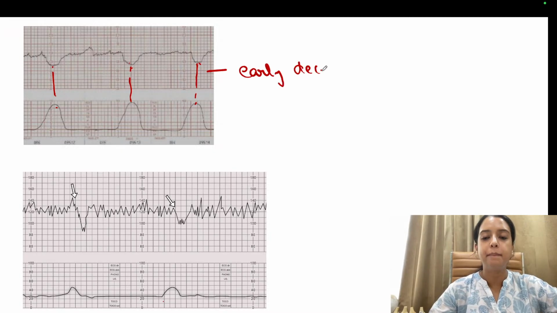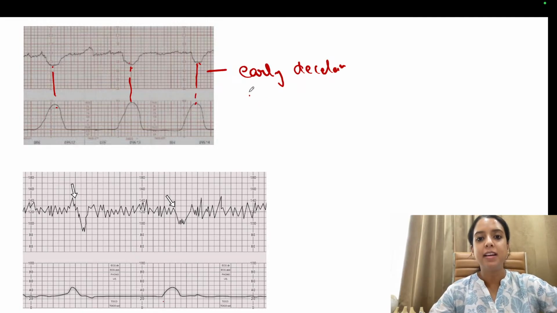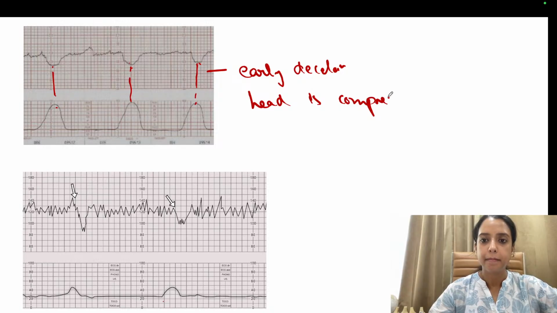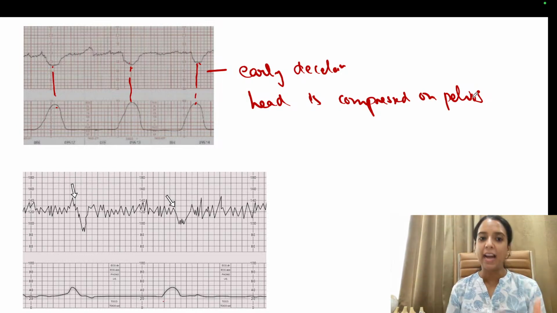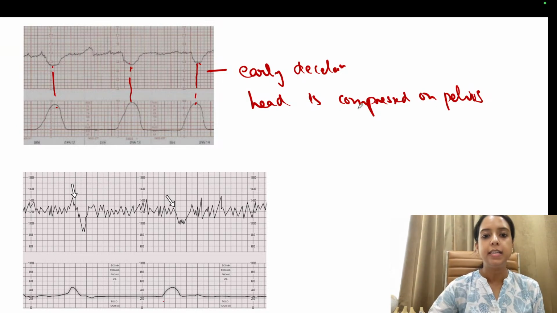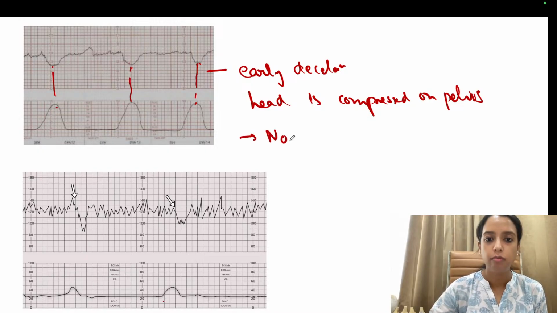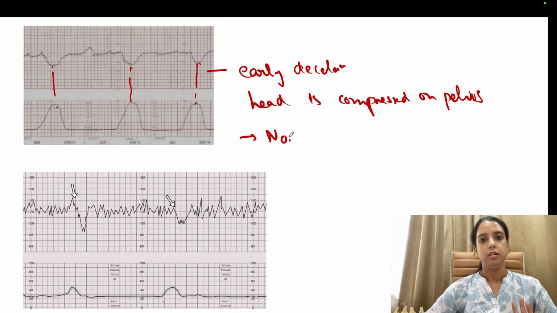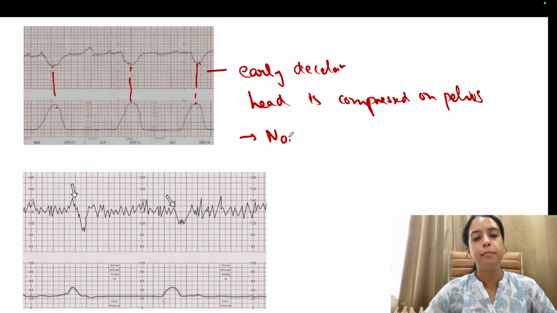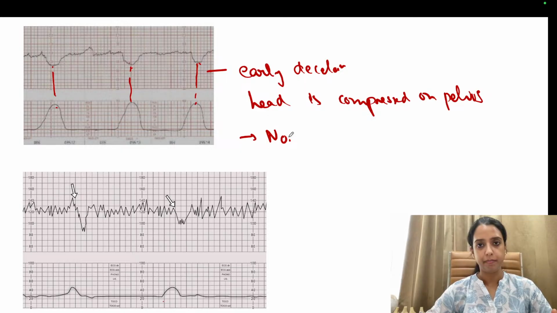Early deceleration happens only when in labor the head is compressed on the pelvis. Each time the head is trying to go down, it is being compressed on the pelvis. That is why the heart is decelerating. Is it clinically significant? No. It is just a sign that the head is trying to enter into the pelvis. It does not indicate any kind of problem or hypoxia in the baby.